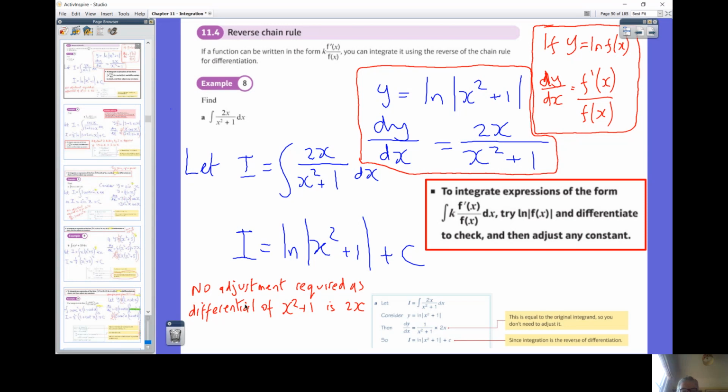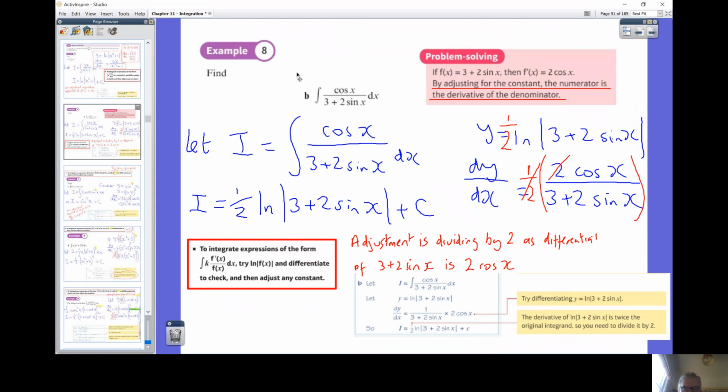There's been no need to do any adjustment here because the differential of x squared plus 1 is exactly 2x. Now, more likely to crop up is where there's some little tweaking you need to do. So take example 8 part B. Our starting point with our side working is to take the denominator. So let y equal ln of 3 plus 2 sin x. When we differentiate that, our numerator is the differential, which is 2 lots of cos x, over the function itself, which is 3 plus 2 sin x.